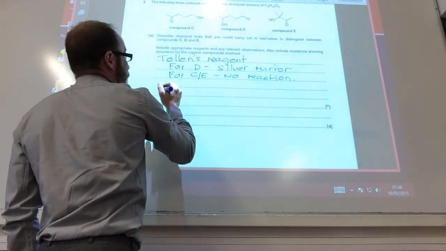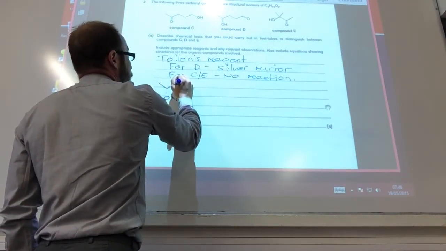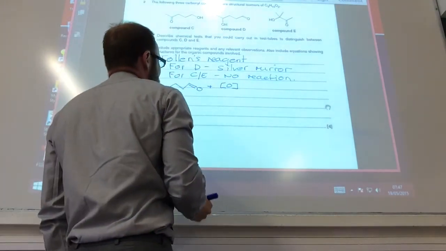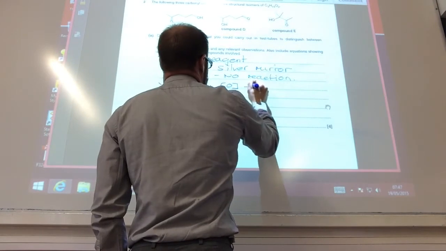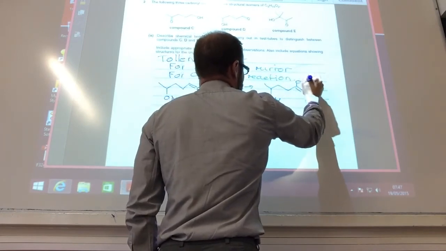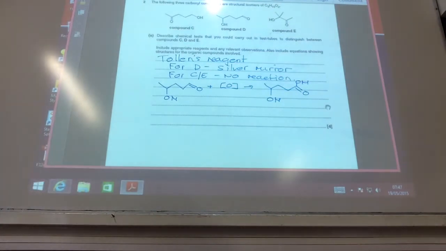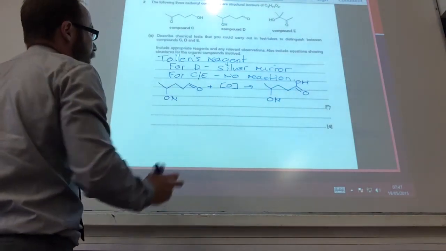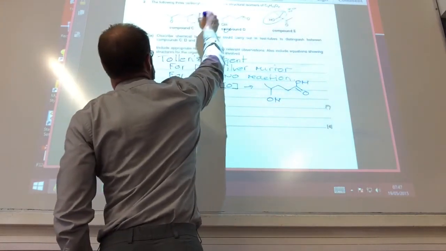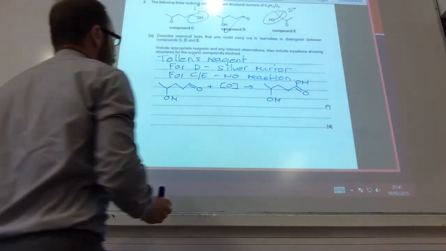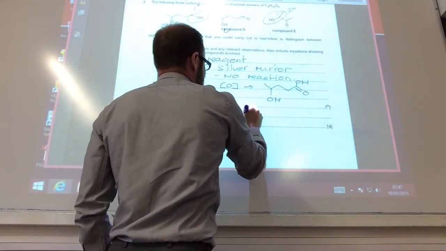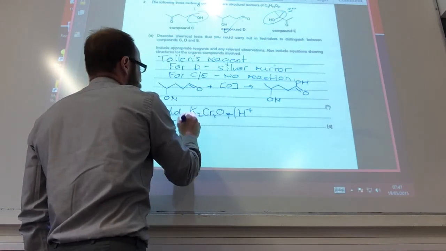Okay, and the equation for that, plus square bracket O, that's coming from the Tollens' reagent, going to give me the carboxylic acid there. The next one then, so that I've done, I know him, I've got to work out the difference here. Well, I said that is a tertiary alcohol, that is a primary alcohol. Primary we know are oxidized, tertiary alcohol is not, so then I would add potassium dichromate, which is being acidified, and I would heat.